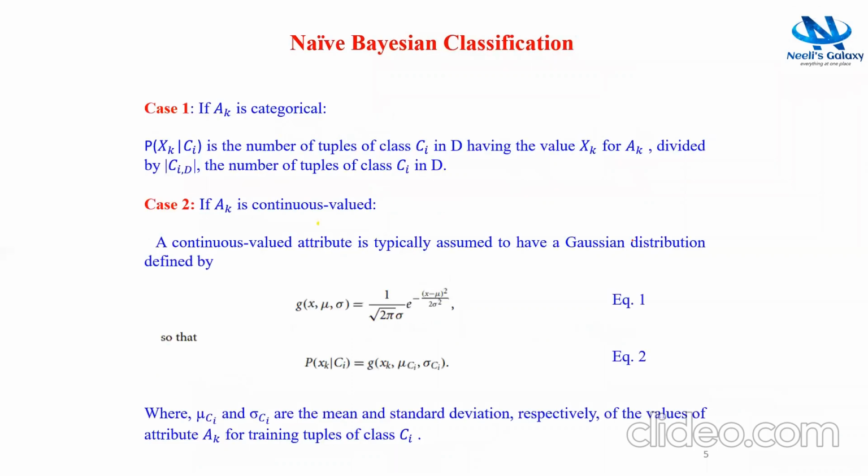If the attribute is categorical, then that value is the number of tuples of the class Ci in D having the value xk for Ak, divided by |Ci,D|, the number of tuples of class Ci in D. If the attribute is continuous valued, then it is assumed to have a Gaussian distribution, which is defined with equations 1 and 2. So here this is about Naive Bayes. Let me explain that with an example.